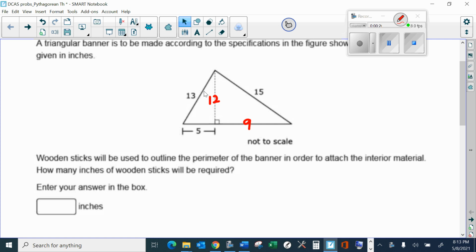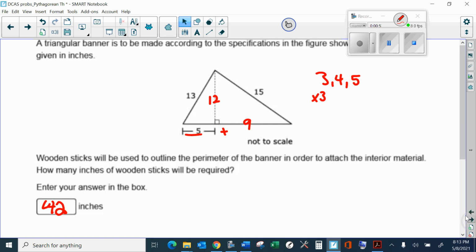And I need to multiply it by 3 again to get back up. So that's a 9, 12, 15 Pythagorean triple, which is just the multiple of 3, 4, 5 times 3 on each of those. Otherwise, all you need is Pythagorean theorem. Again, you see why you want to memorize Pythagorean triples. So it says, what's the perimeter of the banner? Okay, so 5 plus 9 is 14, 29, 39, 42 inches.